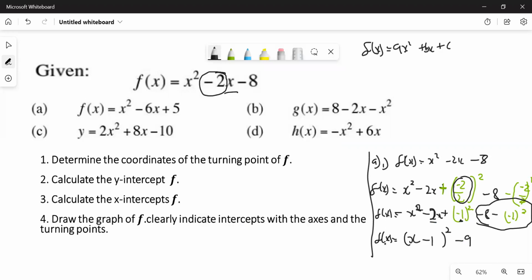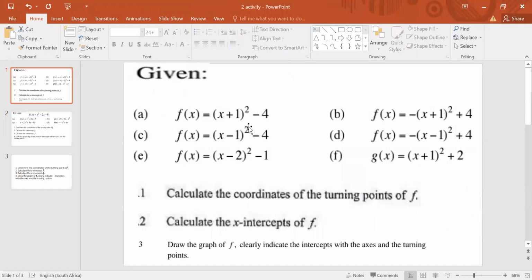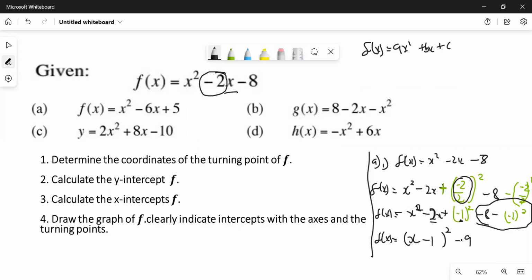And then you see with this thing now, it looks like something that you have done before. Okay? Look at this thing here. It looks exactly like this. We've been doing this thing before. Can you see that? Now it means you can determine the coordinates of the turning point. What are going to be the coordinates of the turning point? It's 1, minus 9.